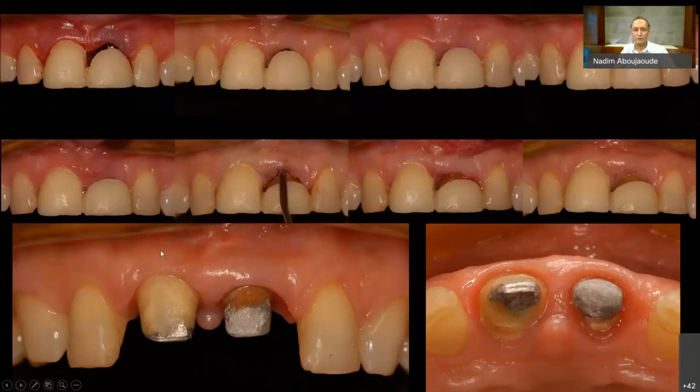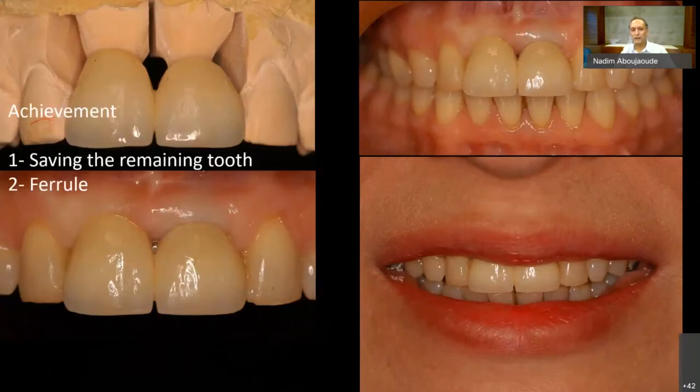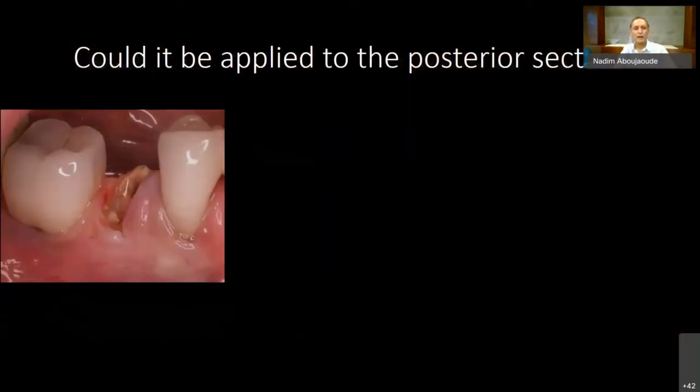I would attract your attention to the mucogingival line that did not change. Actually, what we had was an extended attached gingiva around the two affected teeth. And this tooth will last very long because it has a ferrule effect around it. So what did we achieve? Saving the remaining tooth and a ferrule effect that will protect the tooth from fractures.